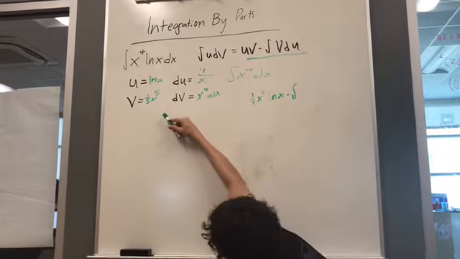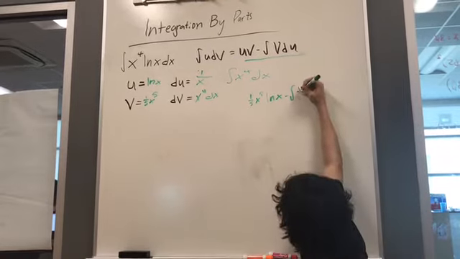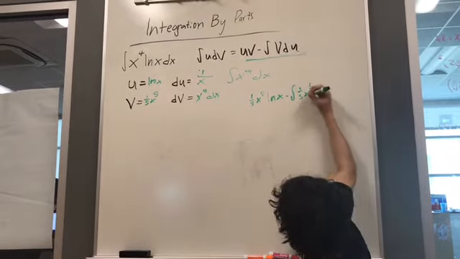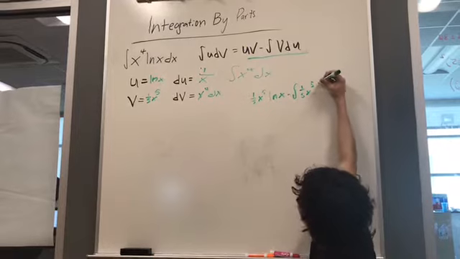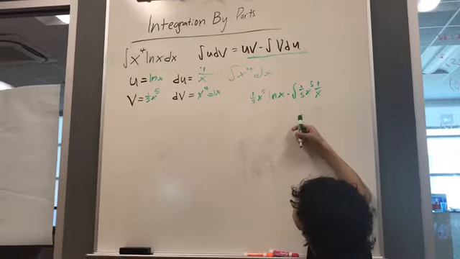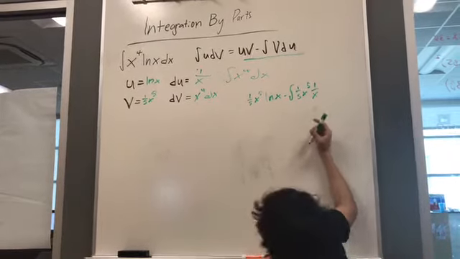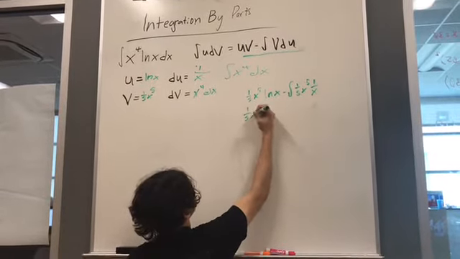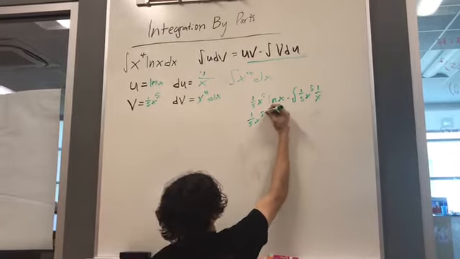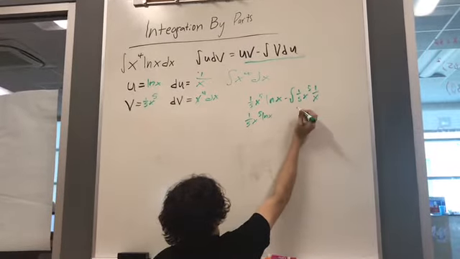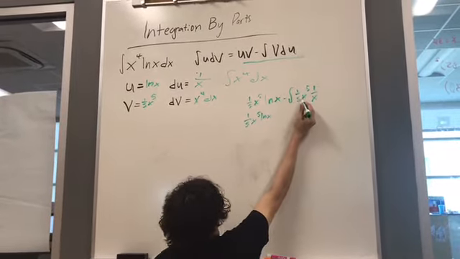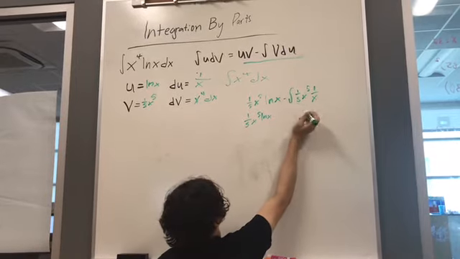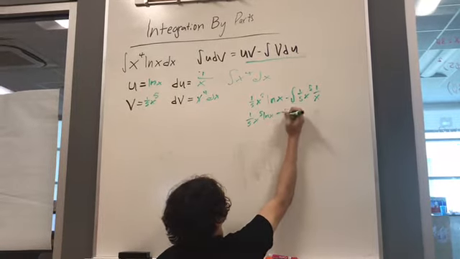And for the v, we already figured this out. It's just 1/5 x to the power of 5. And then for the du, we have 1 over x. So now we're going to write this out again to do some simplification. So here we have 1/5 x to the power of 5, that's staying the same, ln x. Then we can take out this 1/5 from out of it to make it a little bit more simple.